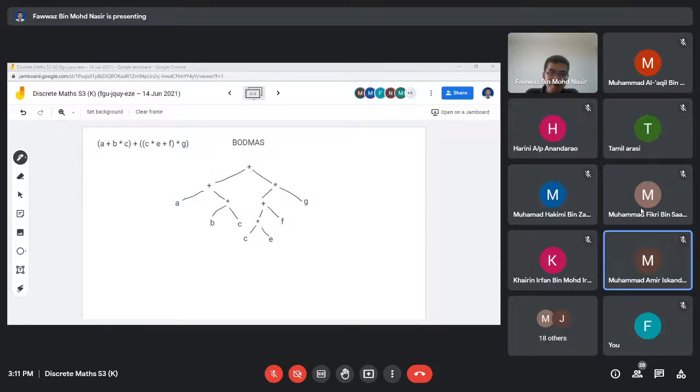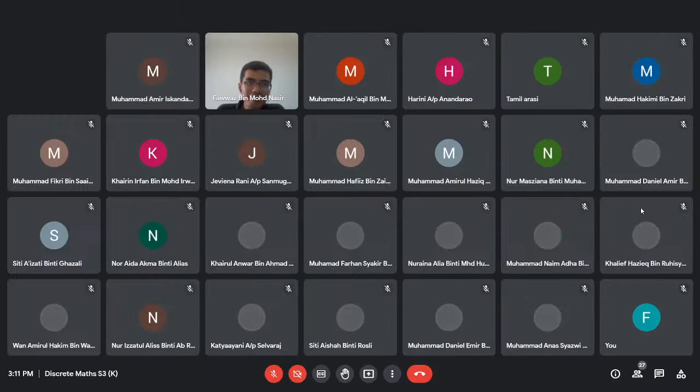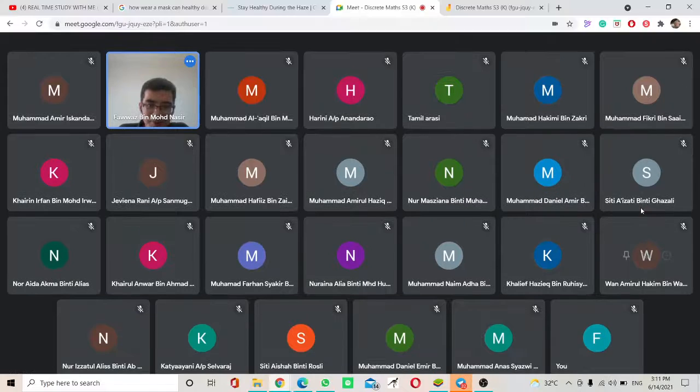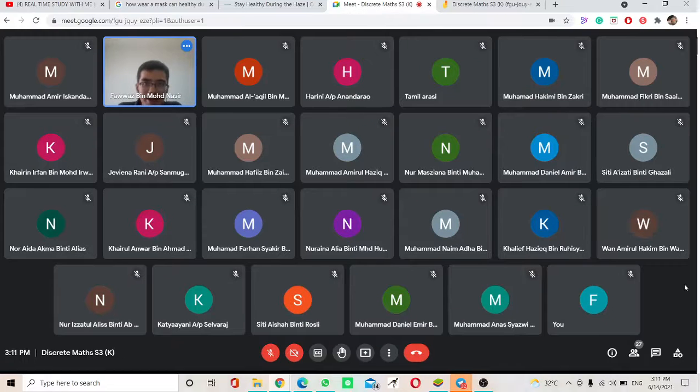Boleh sir. Okay, jadi basically untuk algebraic expression, kita buat BODMAS in reverse order, just identify part mana yang kita selesaikan last sekali.